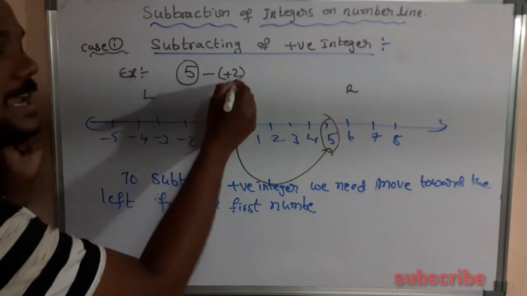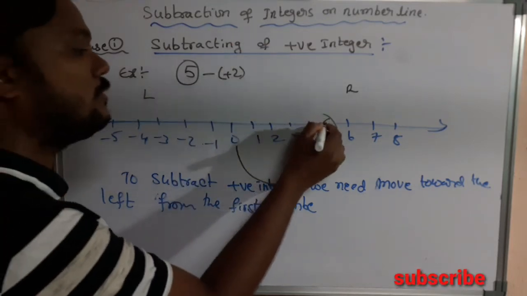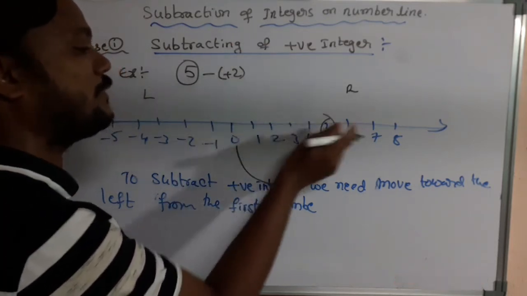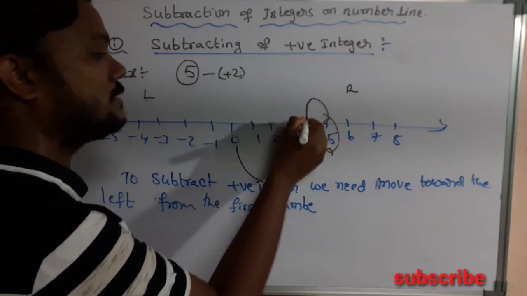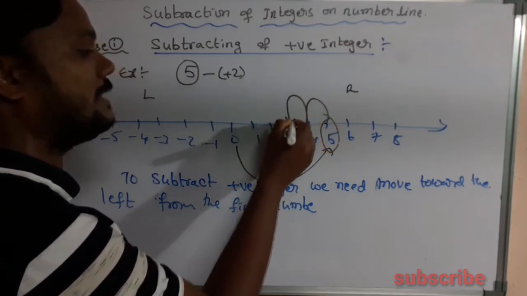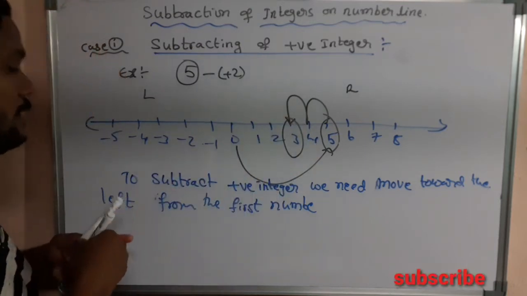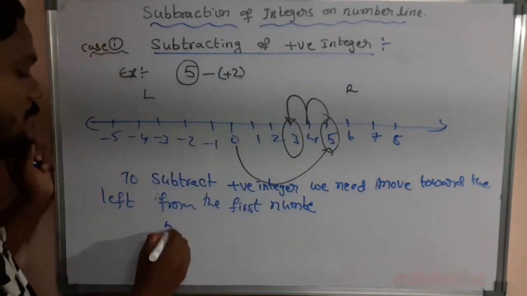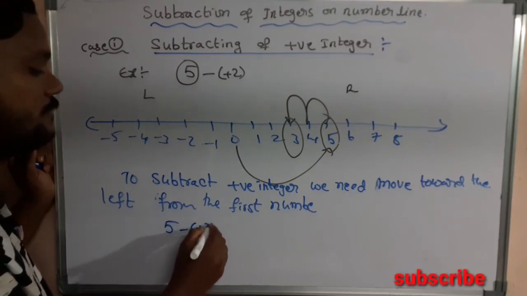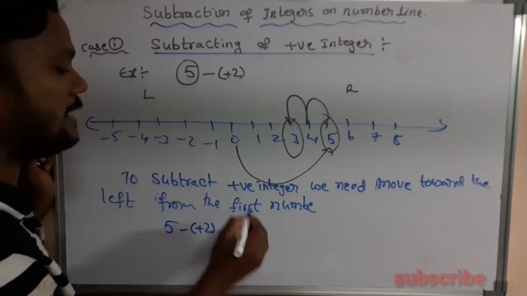That depends upon the second number. The second number is 2, so we need to move 2 steps towards the left from the first number. From 5, 2 steps to the left: 1, 2. At the second step we reach positive 3. So 5 minus of plus 2 gives positive 3 as the answer.